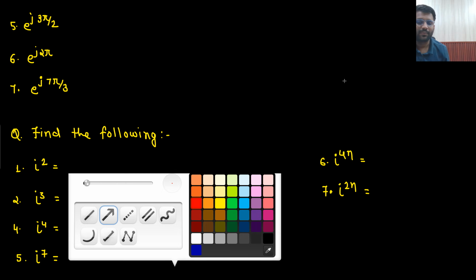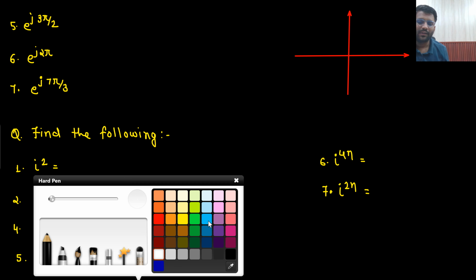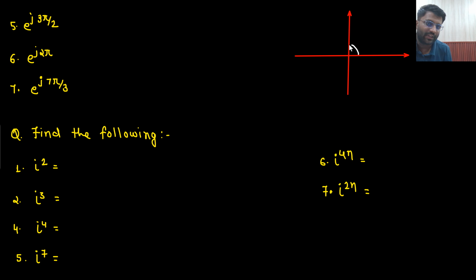e to the power j 3 pi by 2. Magnitude 1 making an angle of 3 pi by 2 with the positive x-axis. Where will you reach? Here you will reach. That means I am reaching on the negative y-axis. The negative y-axis has the coordinate x equals 0, y equals minus 1. So what is the answer you are getting? Minus j.